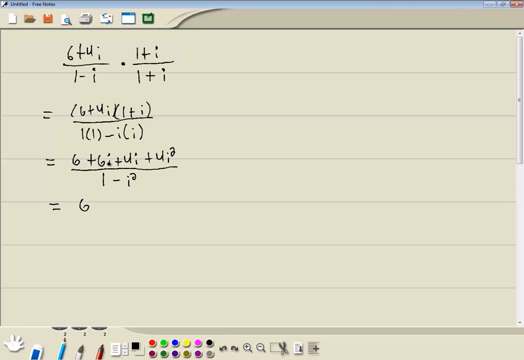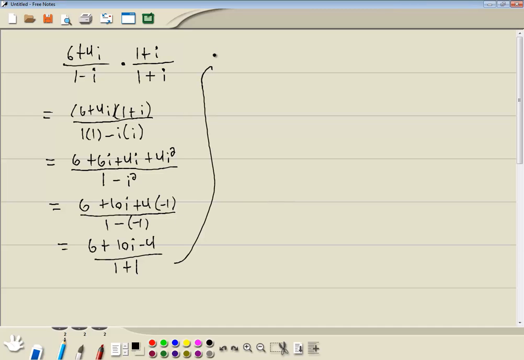Now combine together like items. 6i plus 4i is 10i. And we can't have any i squareds, so we're going to replace those with negative 1. So I got 4 times negative 1. And down here I'll have 1 minus, and we'll replace this i squared with negative 1. So we got 6 plus 10i. 4 times 1 is negative 4. And negative negative gives us a positive, so we got 1 plus 1.